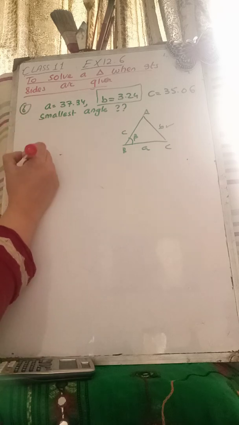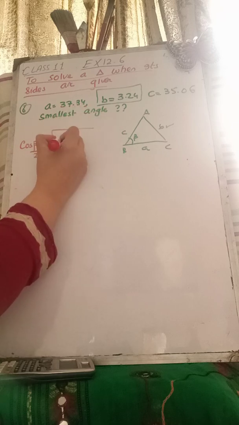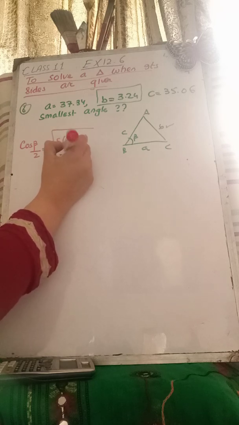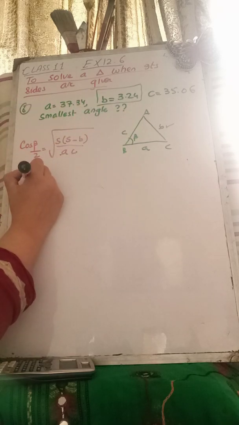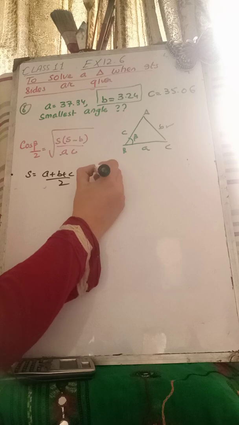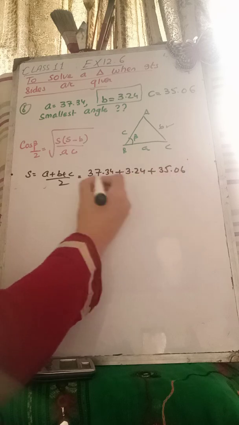So suppose if I want to use the formula of cos, then cos of beta by 2 will be equal to under root s into s minus b over ac. This will be the formula for cos of beta by 2. Okay, so in the same way as we did before, s will be half of the sum of all three sides. So a plus b plus c by 2, this will be 37.34 plus 3.24 plus 35.06 over 2. So let me calculate this.